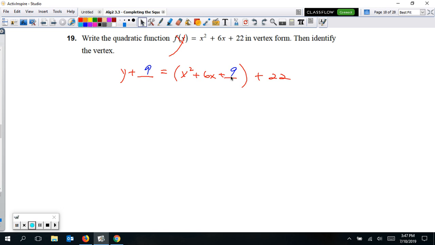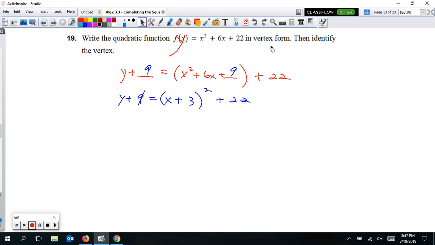Now we can change this into our binomial squared. So we can see our y plus 9 on this side, and then our binomial squared is going to be, remember, our special number is going to be 3. 3 times 3, 3 plus 3, so x plus 3. It's plus because the 6 is plus here. And then our plus 22 is still behind that.